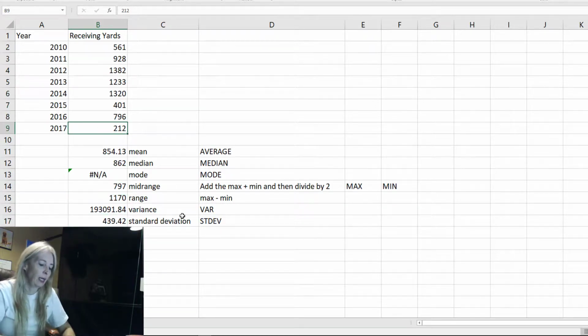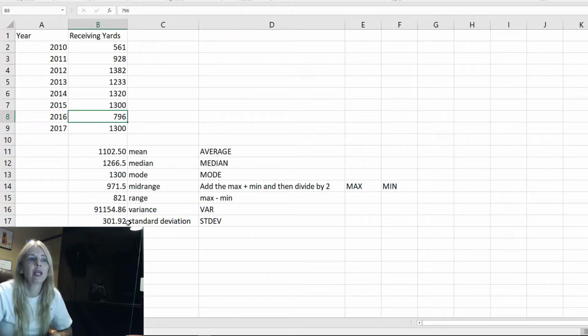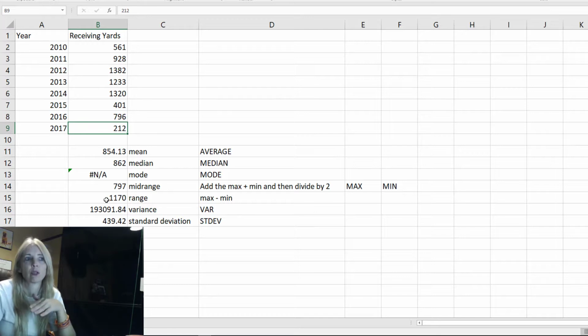So notice, what if he gets, instead of that 212, let's say he gets 1,300 yards. Notice the standard deviation went down. This one's still pulling it as well, so let's put 1,300 in here. Notice my standard deviation gets smaller as my values get closer together. That's the whole idea of the standard deviation: it talks about the spread.